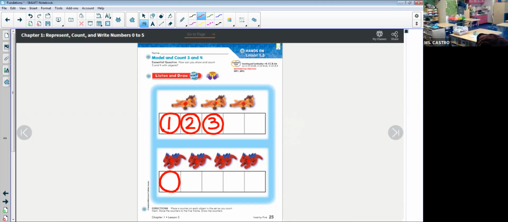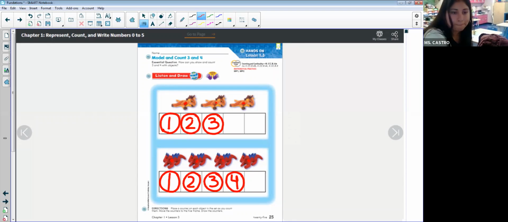Starting with the first box. 1, 2, 3, 4. So we have 4 red dragons. I will let you work on that for the next few seconds, and then we're going to move on to the next page.